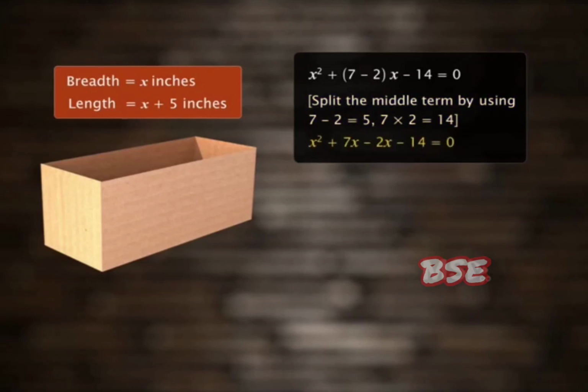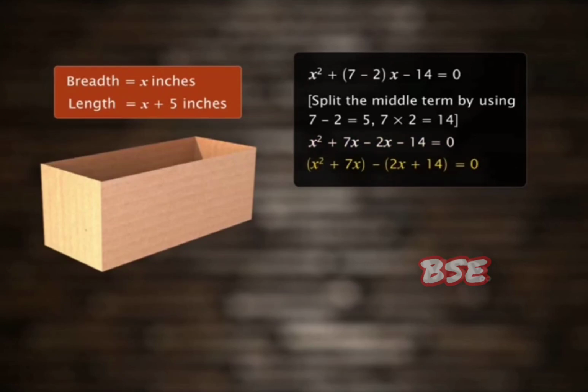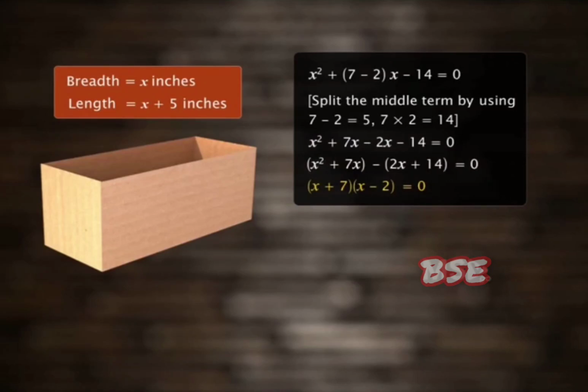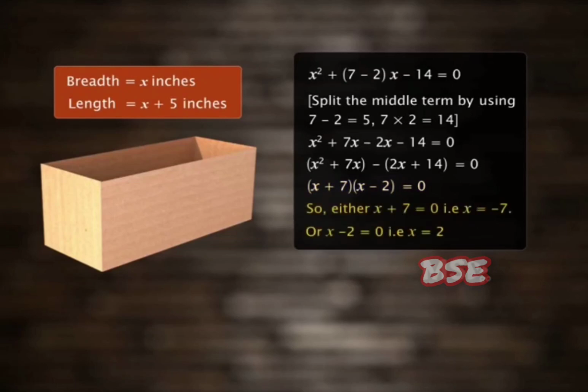Next, we group the terms on the left-hand side of the equation and take x plus 7 common from the left side of the equation. Finally, we factorize the equation as the product of x plus 7 and x minus 2 equal to 0. Equating each factor to 0, we get x equal to minus 7 and 2.